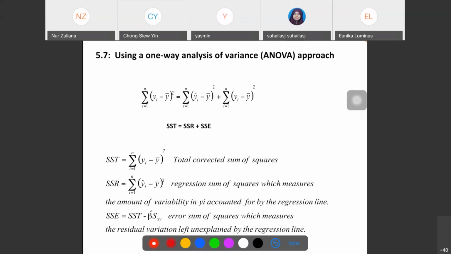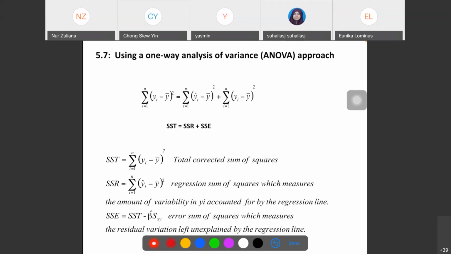Okay. So now you go to 5.7. This one is how you want to use the ANOVA approach in order to solve dia punya linearity, testing dia punya slope tadi. Testing the slope, you have two choices. Either you have t-test or you can use ANOVA approach. So this is the formula where we have the ANOVA approach.